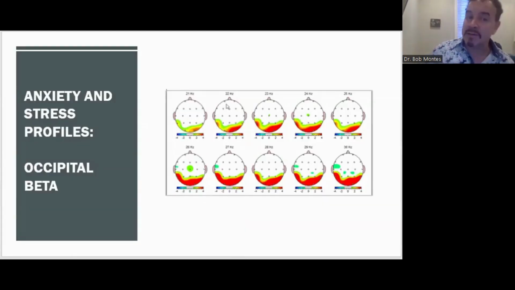Another anxiety and stress profile is called occipital beta. Notice that the beta waves are high in amplitude in the back of the brain in high beta. When this is occurring, there's kind of this general feeling of unease or just mild stress.